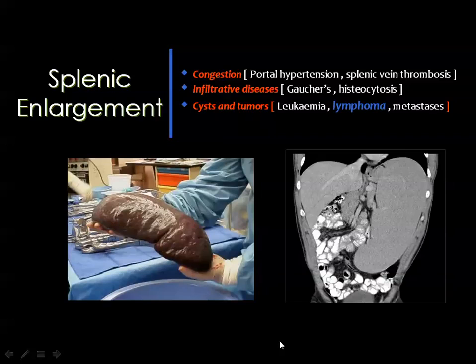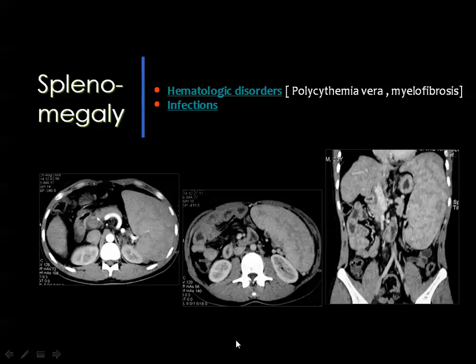Like in this case, there are a lot of reasons for the splenic enlargement, including the cases of portal hypertension and splenic vein thrombosis, infiltrative diseases like Gaucher's and histiocytosis, cysts and tumors, especially in the cases of lymphoma, hematologic disorders like polycythemia vera and myelofibrosis, and some kinds of infection. You know that the craniocaudal diameter of the spleen is 12 centimeter, and in cases of splenomegaly, the spleen may be hugely enlarged, reaching the left iliac fossa.